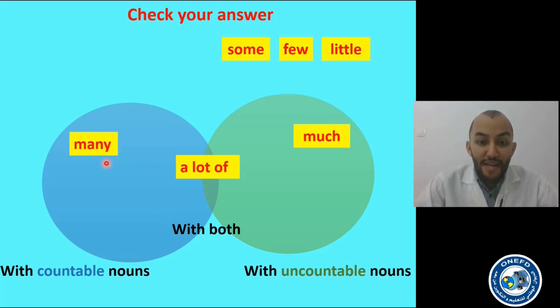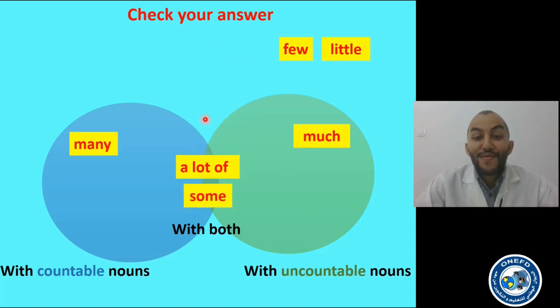So again, many, a lot of, and much are used for big quantity. Now some. We can use some with both countable and uncountable nouns. But a lot of is for a big quantity and some for a small quantity. Let's see few. Absolutely. Few is used with countable nouns.